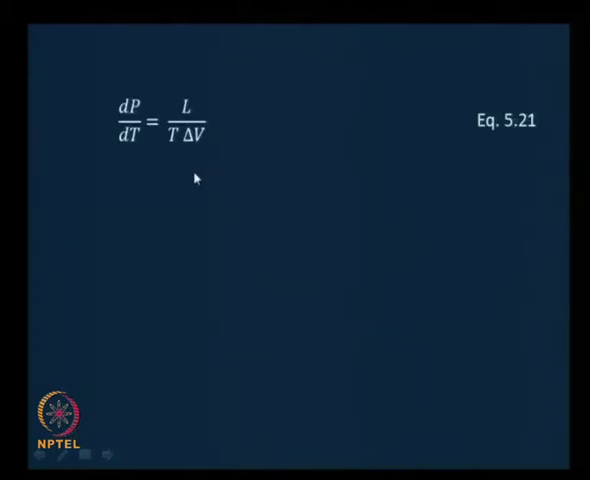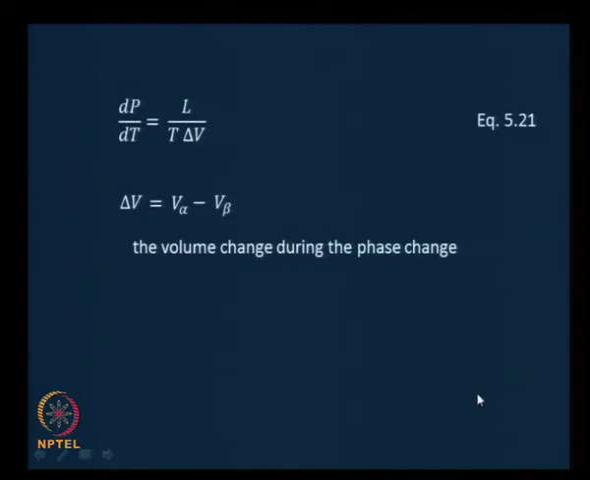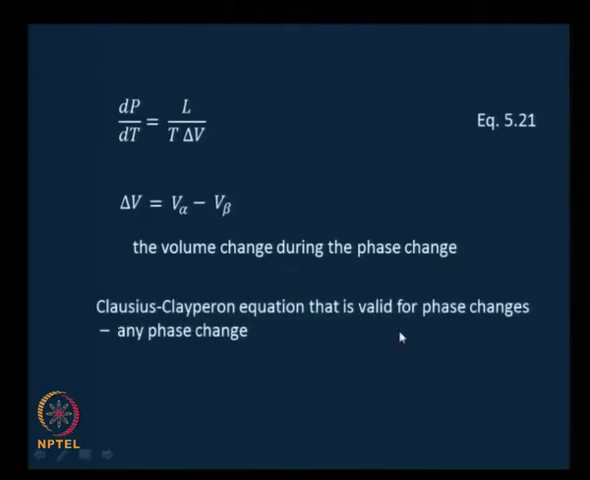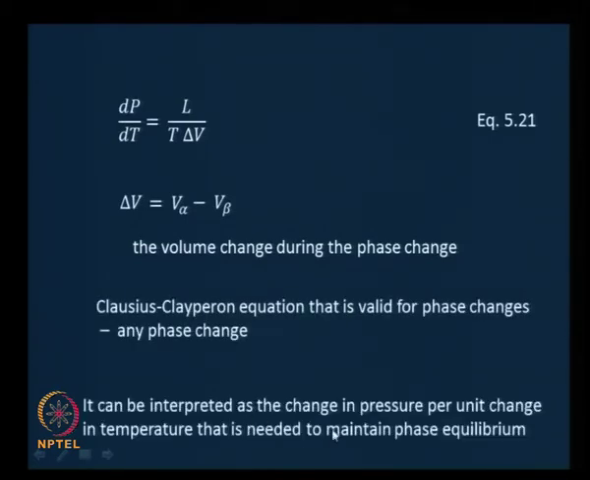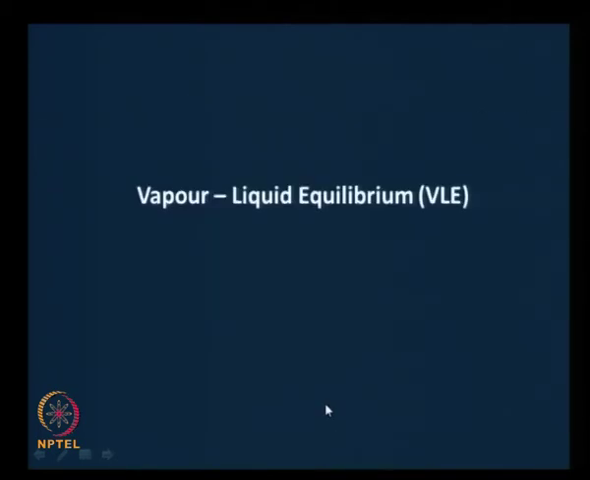And this was our Clausius-Clapeyron equation which is valid for phase changes. dP/dT equals L, the latent heat for the phase change, divided by the temperature at which the phase change is occurring, times the change in the molar volume of the two phases. It is valid for any phase change and it can be interpreted as the change in pressure per unit change in temperature that is needed to maintain phase equilibrium.